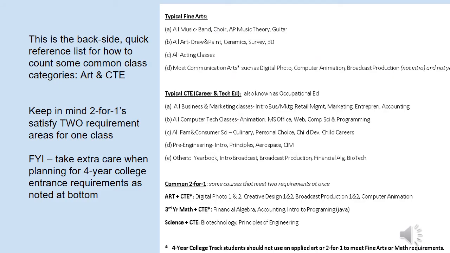Don't forget that on the back side of your planning form is your quick reference for what counts as art and CTE and what's a 2-for-1. So if you're not sure what category to check off for a class, flip over that sheet of paper and check out what looks like is the category that it should fit in. And if you have any questions, you can also ask your teacher.